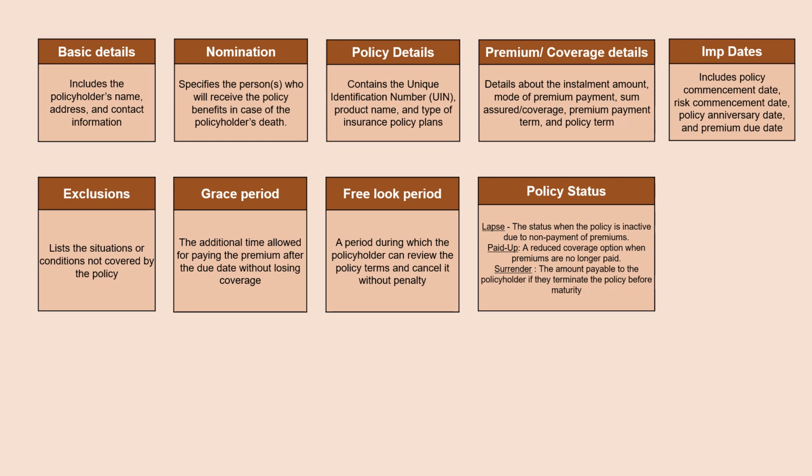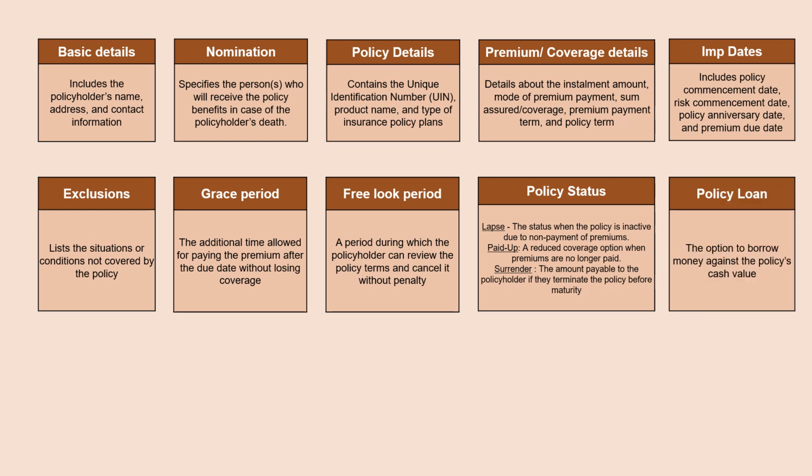Lapse status. This policy becomes inactive if the policyholder fails to pay the premium within the grace period. The policy can be revived by paying all due premiums and any applicable charges within a specified time frame. Paid up status. The policy remains in force but with reduced coverage when the policyholder stops paying premiums. The sum assured is adjusted based on the premiums paid. Surrender. The policyholder terminates the policy before its maturity date, receiving a guaranteed surrender value and possibly a special surrender value depending on the policy terms.